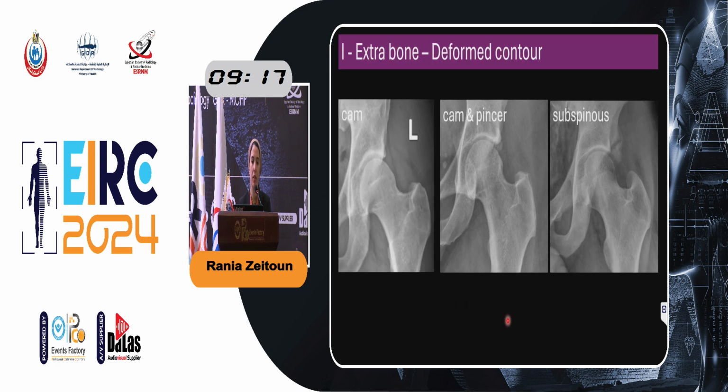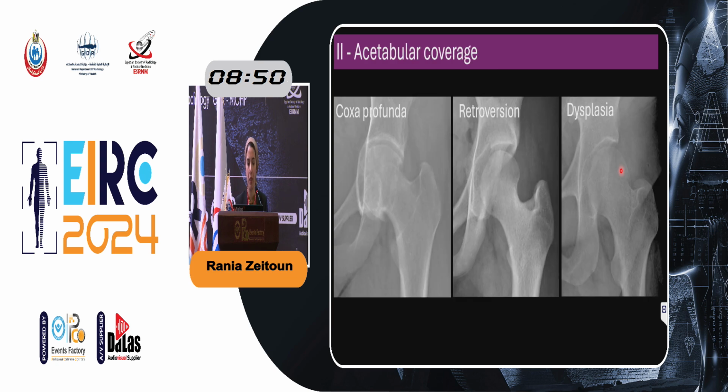So to summarize, the young adult hip might suffer from pain because of extra bone or deformed bone contours like the common cam and pincer. We also appreciate the presence of an extra bone or a hypertrophic bone at the level of the anterior inferior iliac spine, which represents an old rectus femoris avulsion injury. And this is what we describe as subspinous impingement.